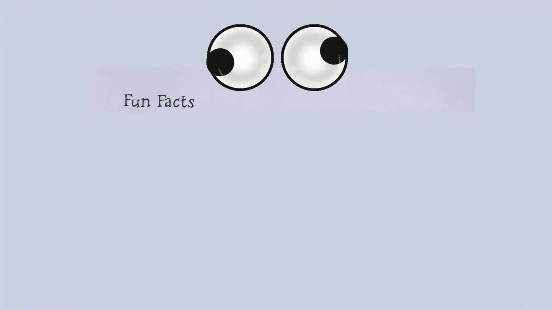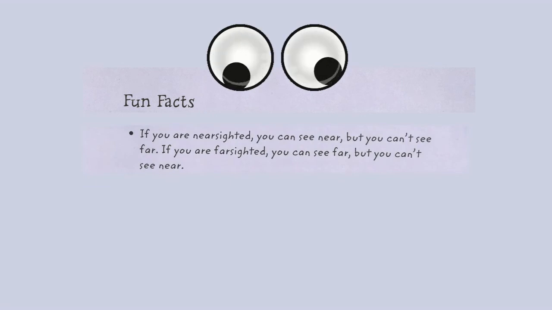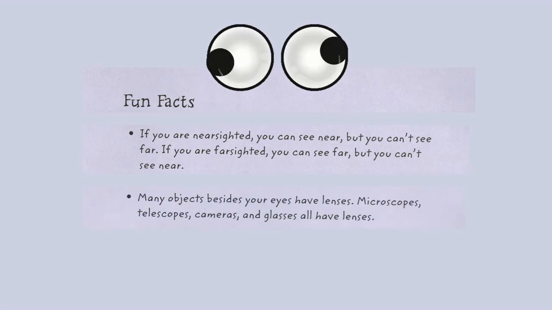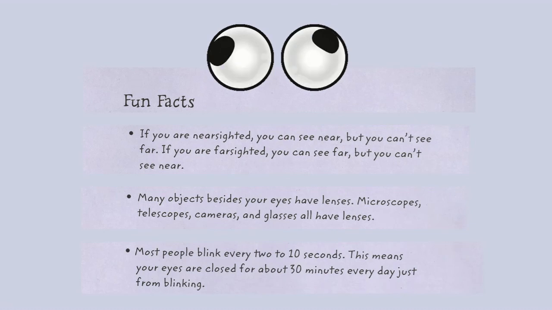Fun facts. If you are nearsighted, you can see near, but you can't see far. If you are farsighted, you can see far, but you can't see near. Many objects besides your eyes have lenses. Microscopes, telescopes, cameras, and glasses all have lenses. Most people blink every 2 to 10 seconds. This means your eyes are closed for about 30 minutes every day just from blinking.